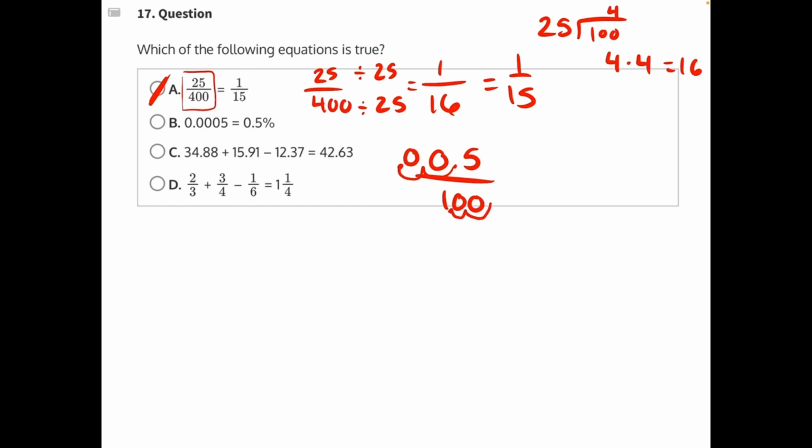So this would be 0.005 in decimal form, which is not 0.0005. There are 3 zeros before the 5 there, so they are not the same. Answer choice B is incorrect.